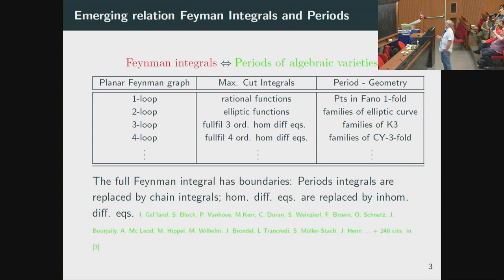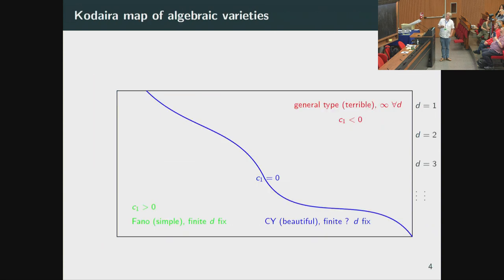But the observation is also not particularly original or new. It maybe goes back to Gelfand. And then many people in the last 10 years, like Bloch, Vanhove, Kerr, Doran, Weinzierl, have all worked in a similar direction. But a full identification of L-loop graphs, arbitrary loop graphs, was done in these first two papers that I cite here. And you see, there's something which is a little strange. If you look at string theory, you would expect that higher loop graphs go with the genus of a Riemann surface, so they go more in this direction, in higher and higher genus.